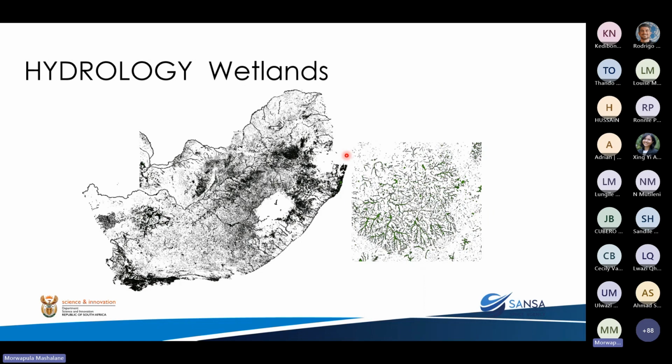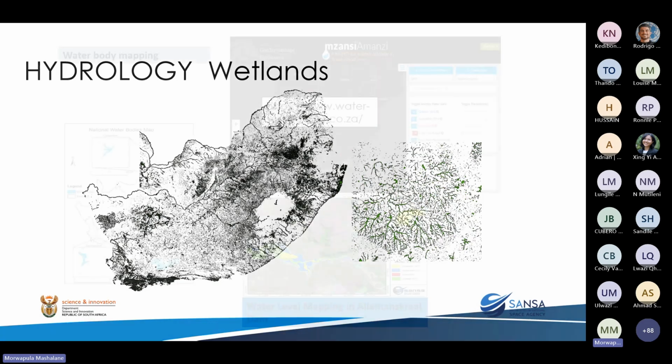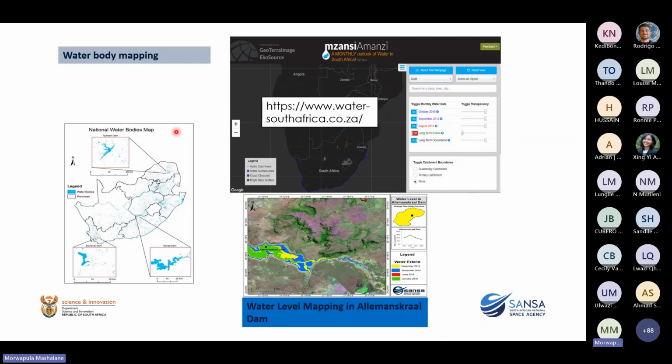We can use Landsat, we can use Sentinel 1 and 2 to map water bodies, which I'll just show you now. For water body mapping, we also have a system called Mzansi Amanzi, as you can see the link, which gives monthly information on the water body extent and also the dam volumes. This can be accessed, it's live. But this is only for South Africa, of course. It is updated on a monthly basis, and the information is derived from Sentinel 1 and Sentinel 2.